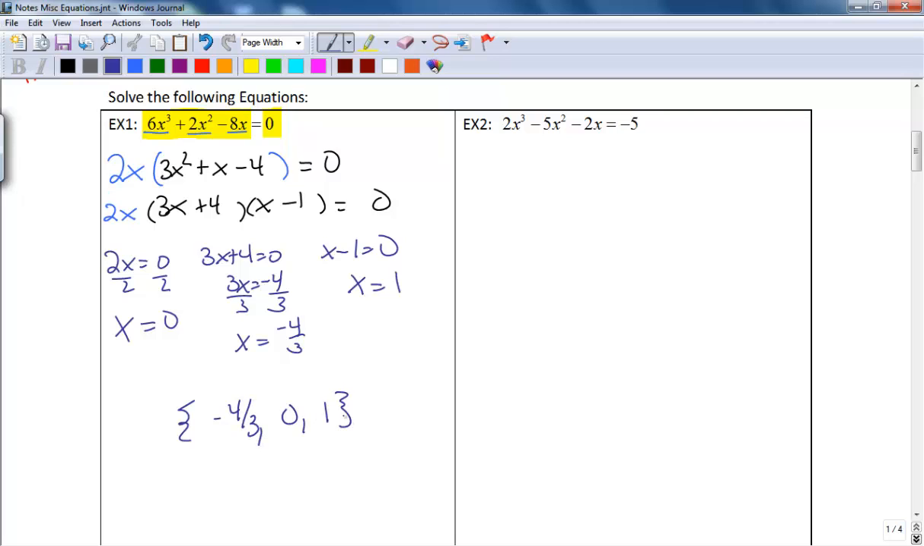Let's look at example 2. Example 2, same thing, I'm solving this polynomial by factoring. Step 1 says get in general form. Well, am I in general form? Do I have all the terms on one side and 0 on the other? I don't, so what I need to do is move this 5 over to the left-hand side. So we add 5 to both sides and we get 2x cubed minus 5x squared minus 2x plus 5 is equal to 0.